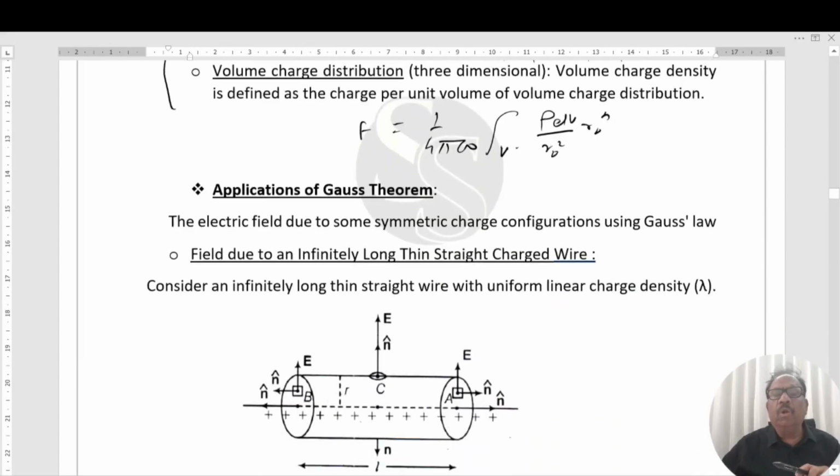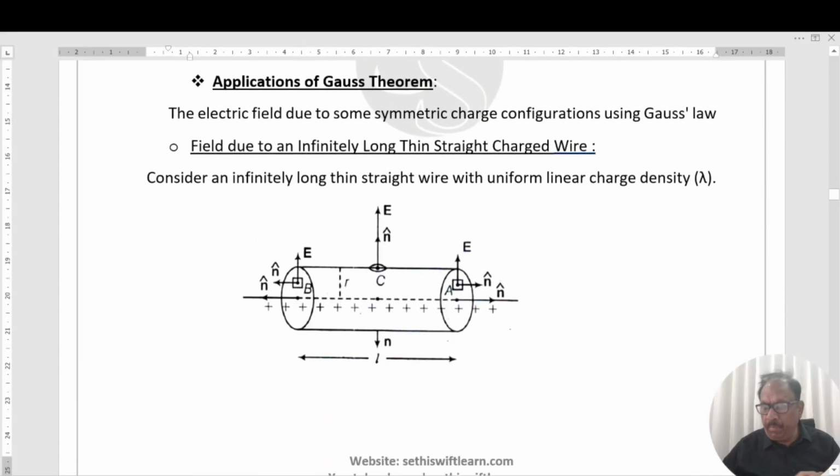Now, application of Gauss's theorem: electric field due to some symmetric charge configurations using Gauss's law.